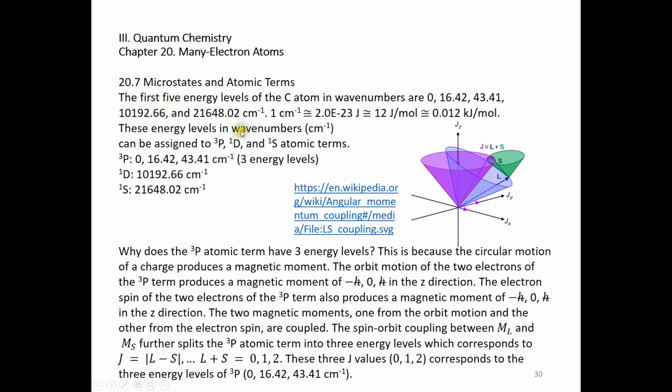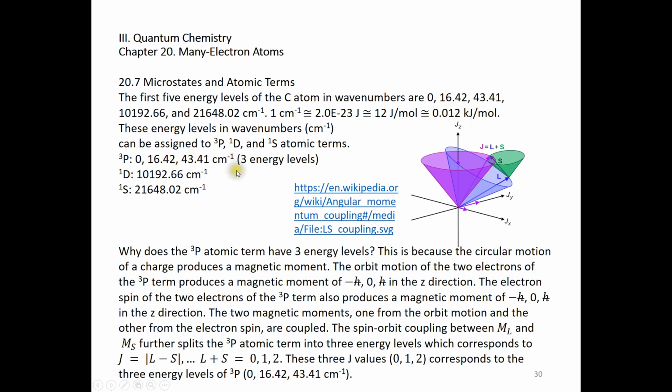Alright, we can assign those relative energy levels: the first 3 to 3P, and then 1D and 1S. You can see 1D and 1S have higher energy than 3P. 3P has the lowest energy among all, because 3P has the greatest spin multiplicity. Now, why does this 3P atomic term have 3 energy levels, 0, 16, and 43? Very small energy spacing. You need to multiply this 16 by this; it's roughly going to be 0.2 kilojoule per mole. 43 times this, it's only 0.5 kilojoule per mole.